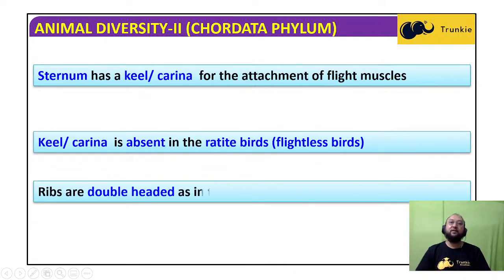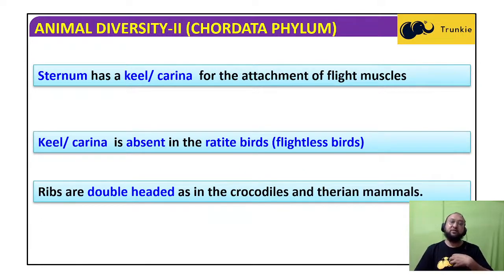Sternum has a keel or carina for the attachment of flight muscles. Sternum in the chest region, they have strong flight muscles. Keel or carina is absent in ratite birds, which are flightless birds. Ribs are double-headed, as in crocodiles and therian mammals. In mammals there are divisions like eutherian and metatherian; in therian mammals we find the ribs are double-headed. So this is the feature of it.